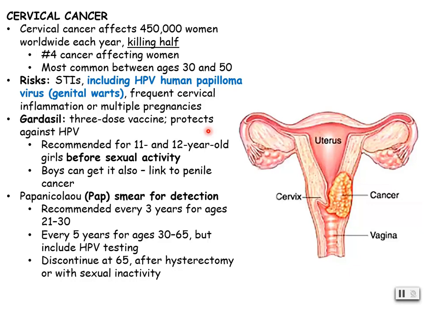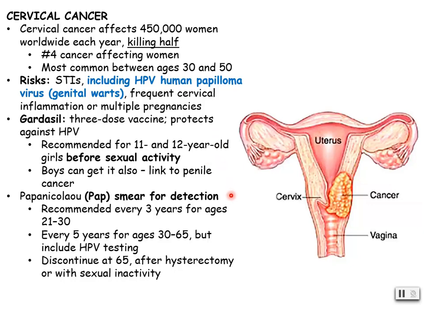It's called the Gardasil vaccine. It's given in 3 doses. And it's recommended for both boys and girls. They need to get it before they're sexually active, because HPV is so prevalent in society. If they've already had sex, they've probably already been exposed.